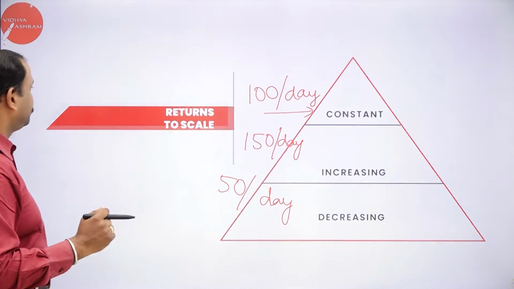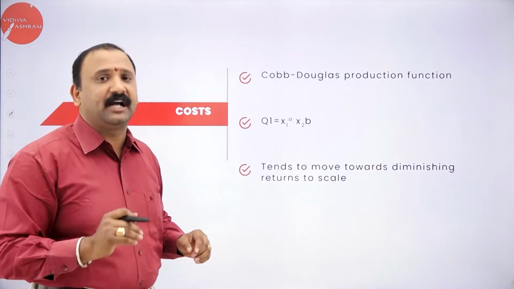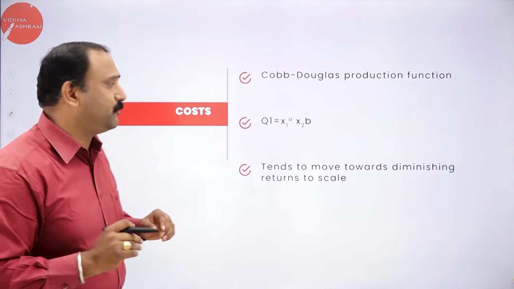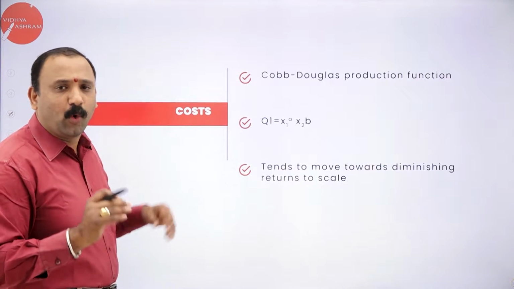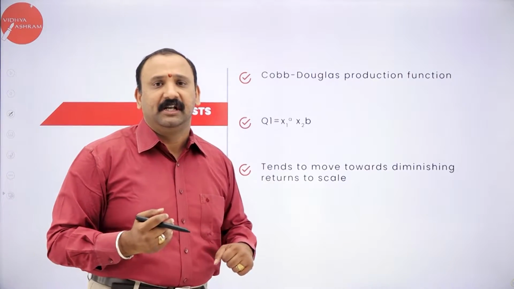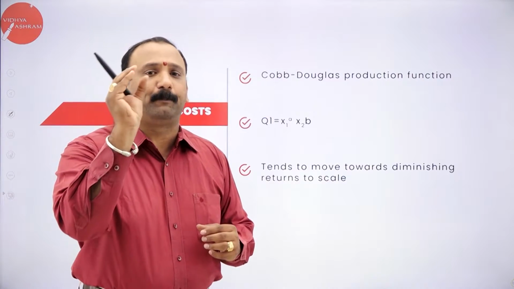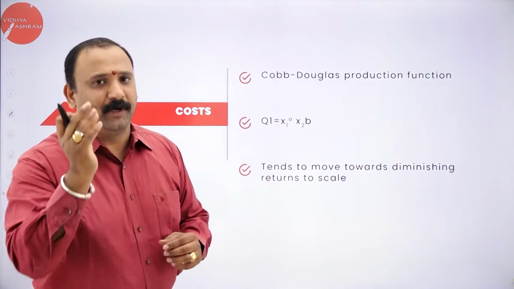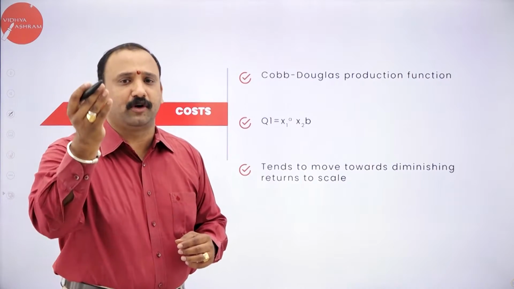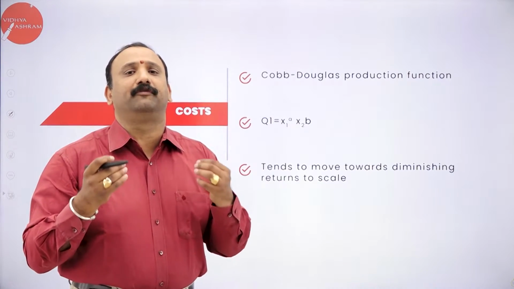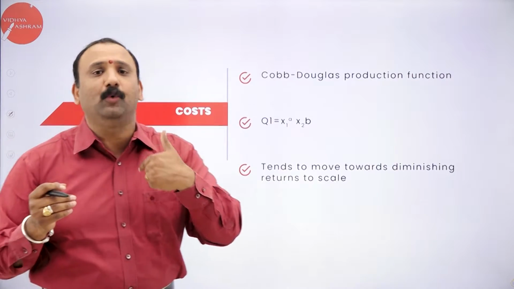Moving forward, the Cobb-Douglas function. Before we start understanding the Cobb-Douglas function, we need to understand this word cost. What does cost mean to us? In normal terms, we use this word in place of price. The moment people ask you, what is the cost of a pen? What is the cost of your shoes? What is the cost of your shirt? When people ask you this question, you relate it to price.